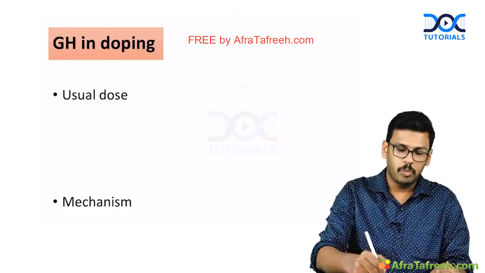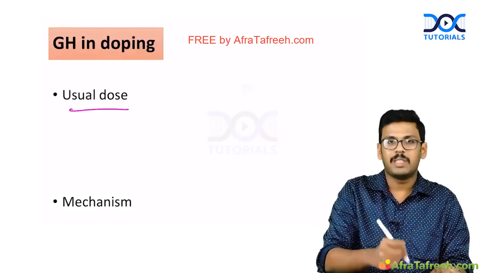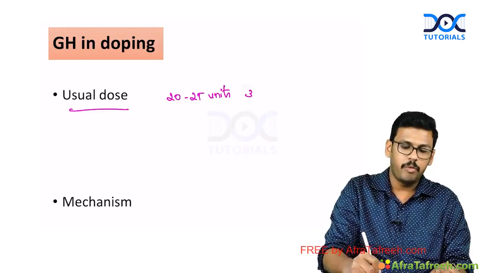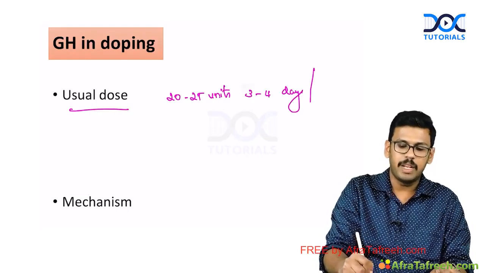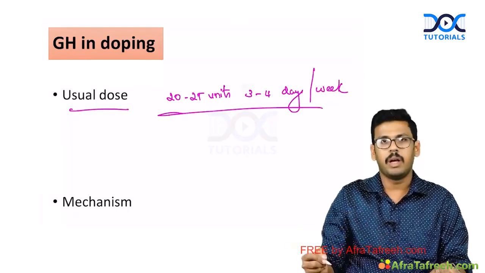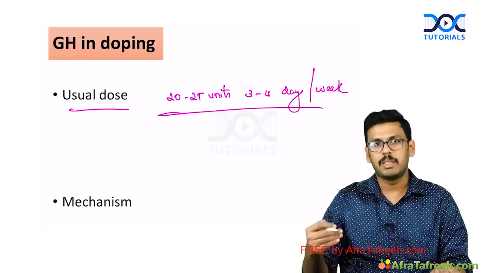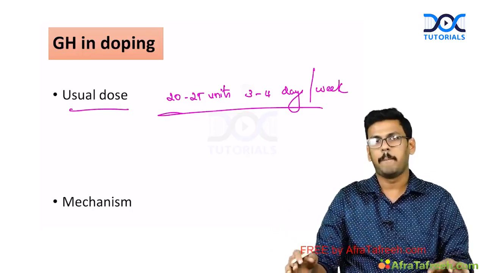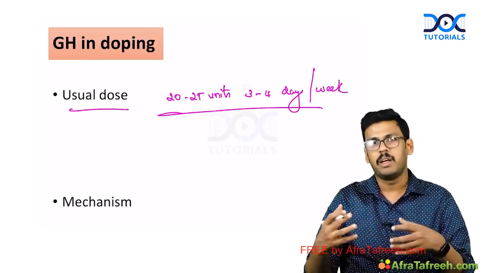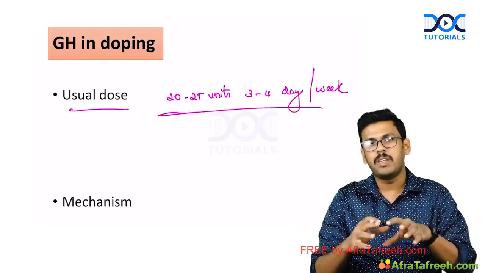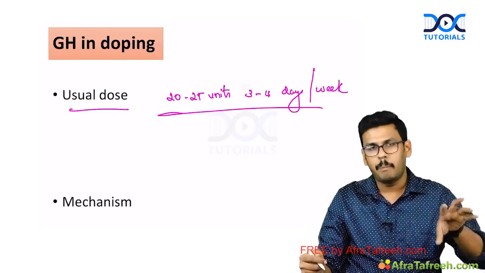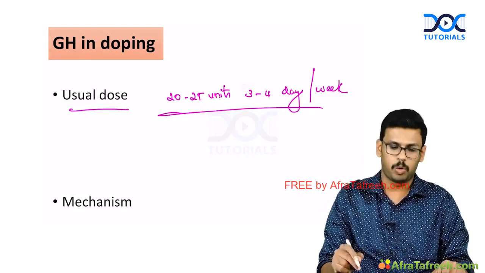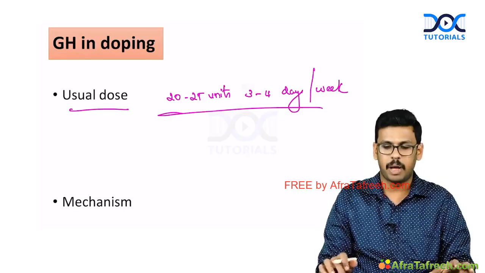Now the use of growth hormone in doping: the usual dose that the athletes use is around 20 to 25 units, 3 to 4 days per week, subcutaneously. And how does it benefit? It increases the muscle mass, reduces the muscle apoptosis. It also alters the body composition, reduces the visceral fat and diverts the mesenchymal stem cells towards myogenesis rather than adipogenesis. That is the function of recombinant growth hormone in increasing the athletic performance.